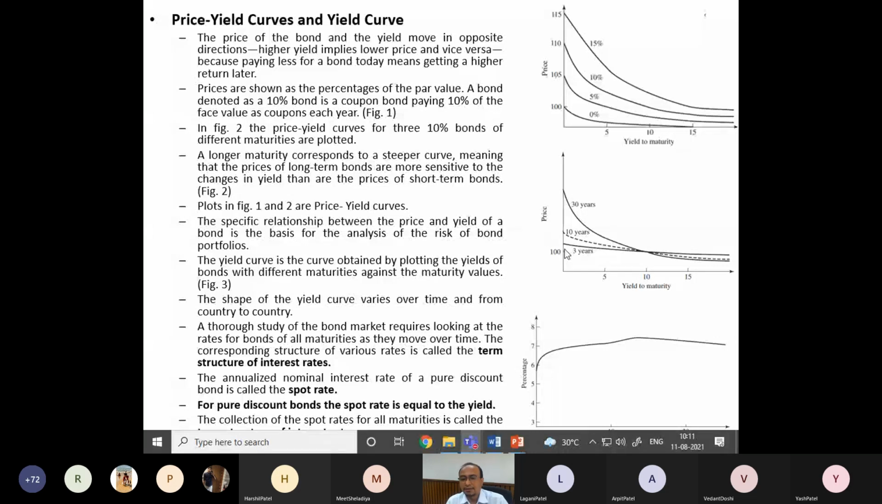So that is the price yield curve. If we come to the second graph, a third graph, that is called yield curve. So what is this yield curve?